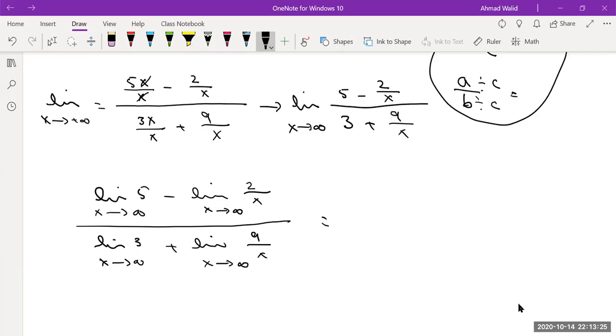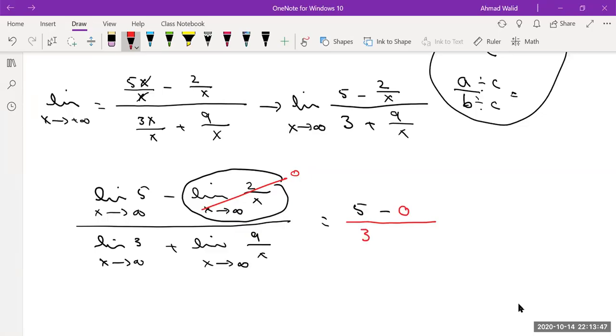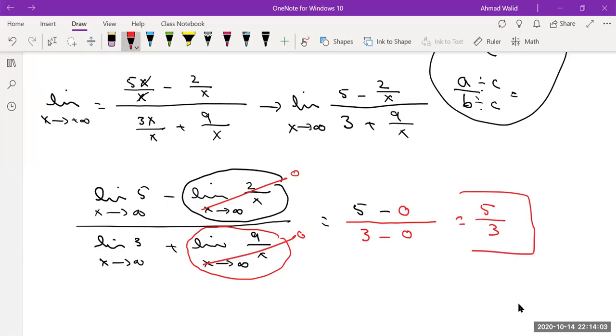Now, the limit of 5 as x approaching infinity gives you 5. What is the limit of 2 over x as x approaching infinity? We just discussed this part; it becomes 0. That means 5 minus 0 over the limit of 3, which gives you 3. The limit of 9 over x as x approaching infinity is again 0. So 3 minus 0. What is 5 minus 0 over 3 minus 0? It gives you 5/3. Correct? It means the value of this limit is 5/3.